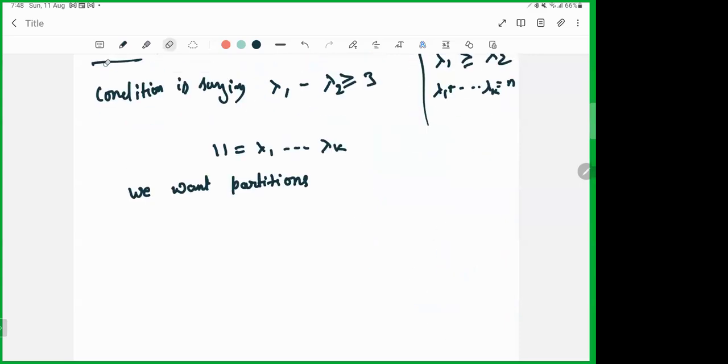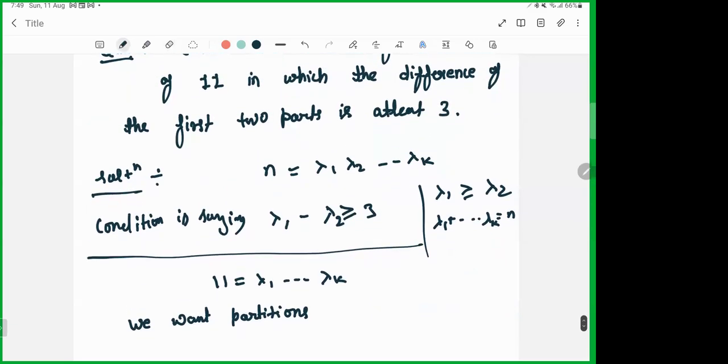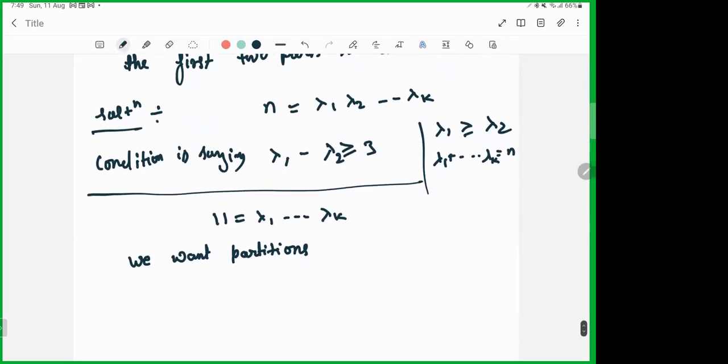So this is the thing. We want partitions in which the difference of the first two parts is at least 3.